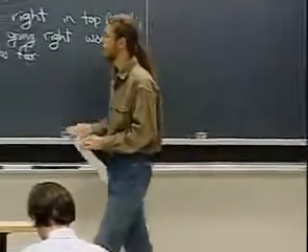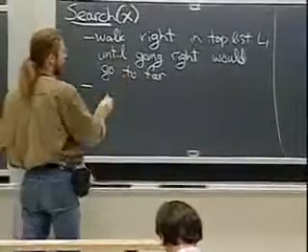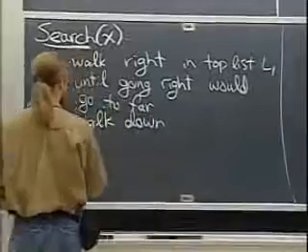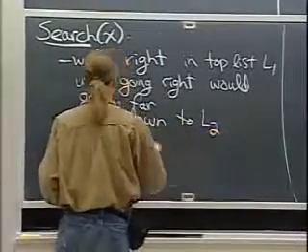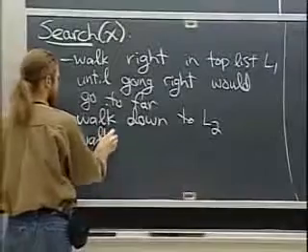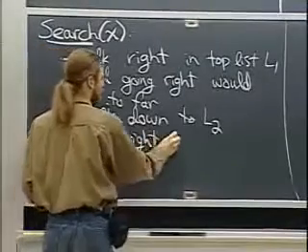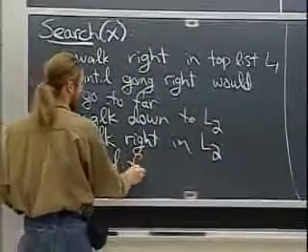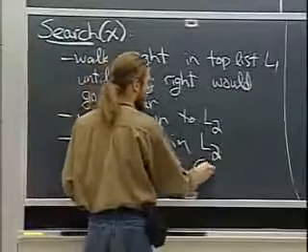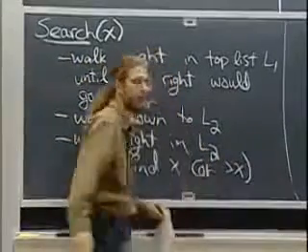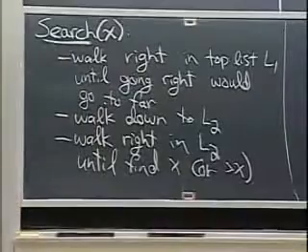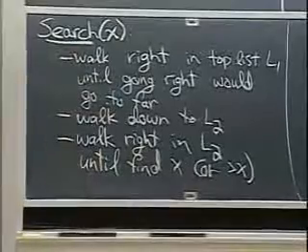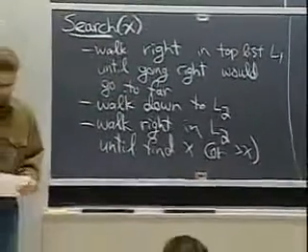So that's the algorithm. Stop when going right would go too far, and you discover that with a comparison. Then you walk down to L2, and then you walk right in L2 until you find X, or you find something greater than X, in which case X is definitely not in your list, and you found the predecessor and successor, which may be your goal. If you didn't find where X was, you should find where it would go if it were there, because then maybe you could insert there. We're going to use this algorithm in insertion.